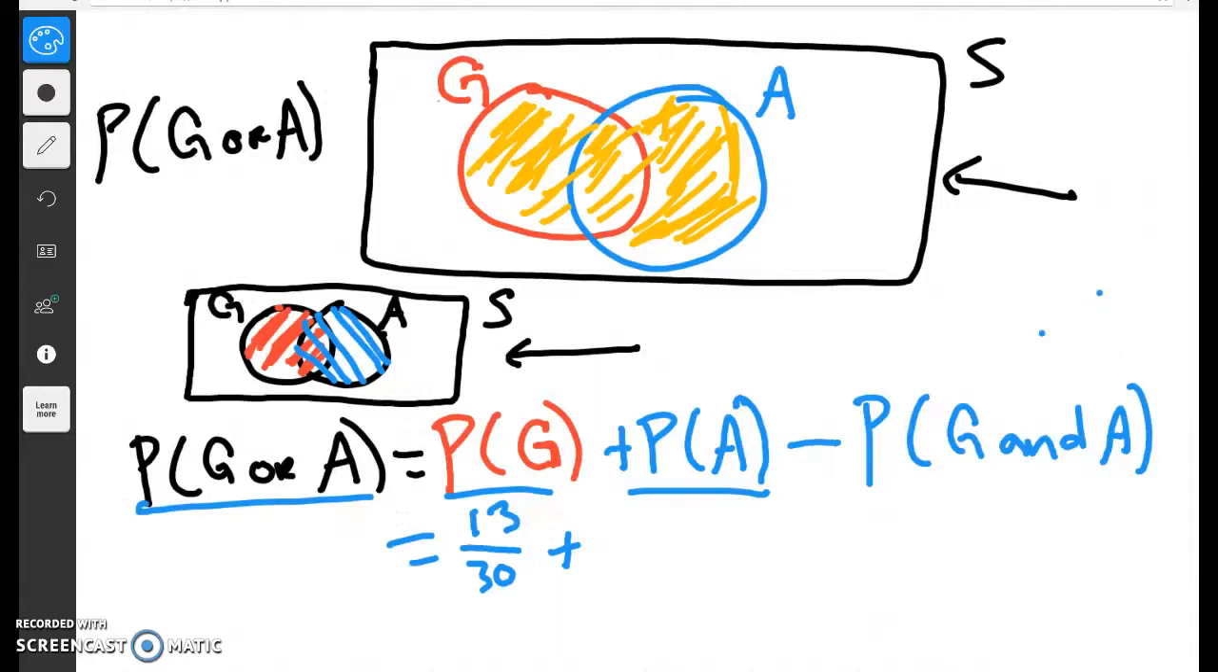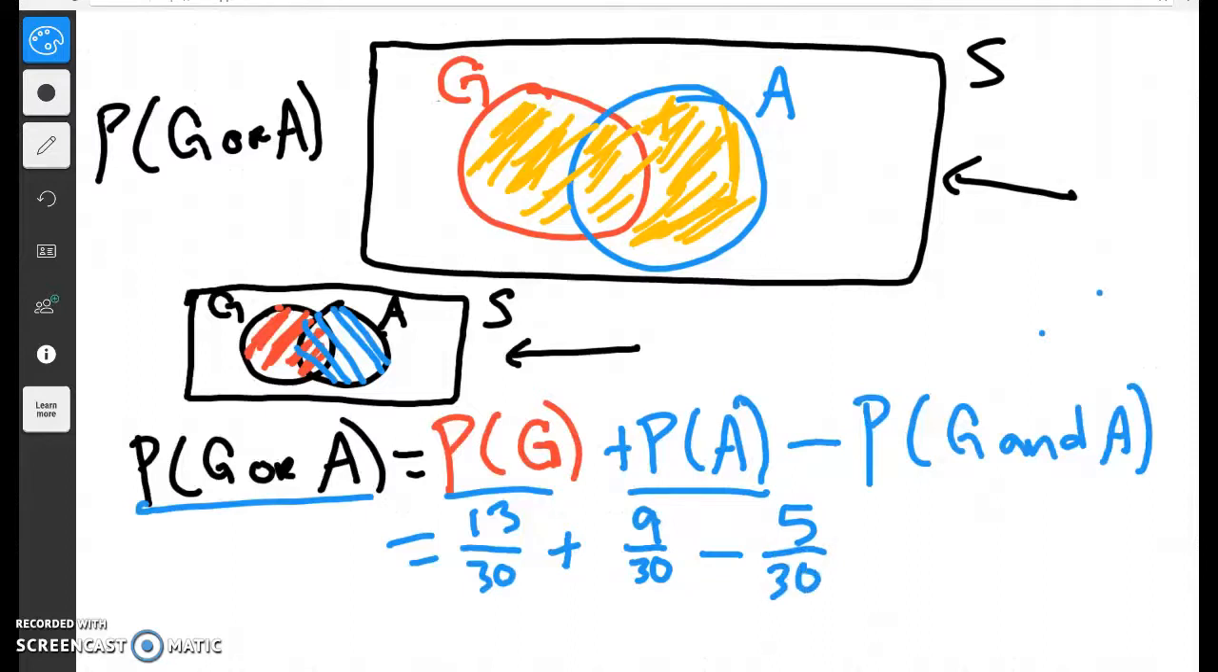Well, how many students got an A? Do I care what their gender was? No, it didn't say anything. So the probability of getting an A student is, well, there were 4 boys and 5 girls that got an A, so that's a total of 9. 9 out of 30. Minus the probability of getting a girl and an A student. So how many girls got an A? That's a total of 5. So that's 5 out of 30.